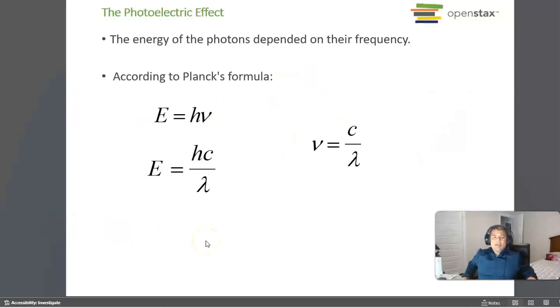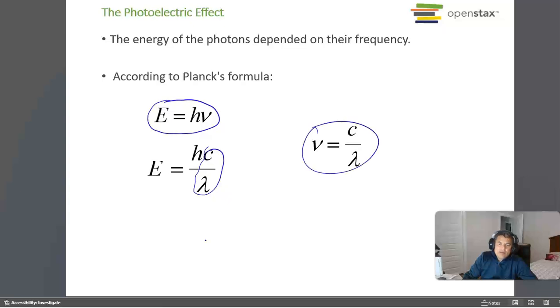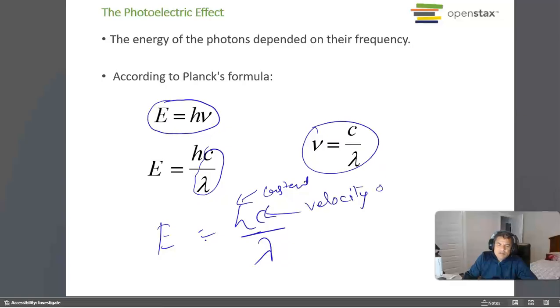Now again, the energy of the photons depends upon their frequency, right? Last time we saw that energy E equals h nu, where h is Planck's constant, and nu equals c by lambda. So energy equals h c by lambda. This is a constant, and the velocity of light is also constant. So if you know the lambda, you can find out the energy.